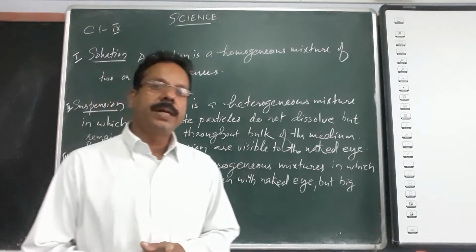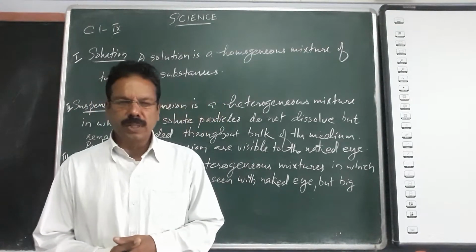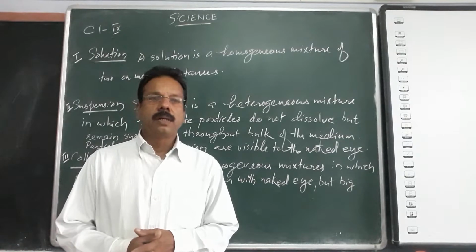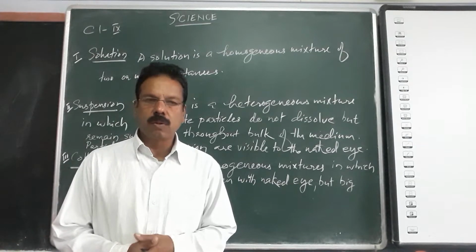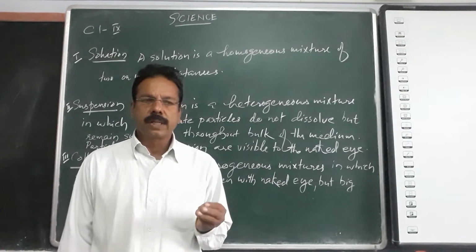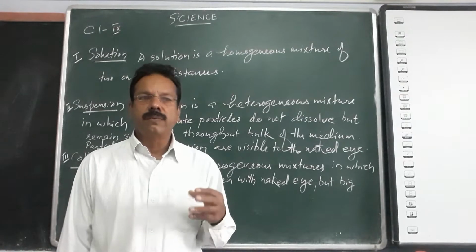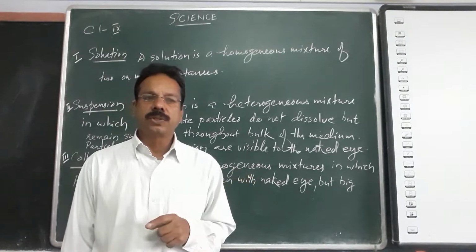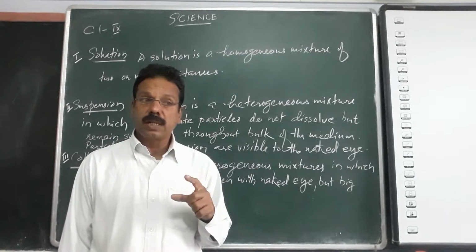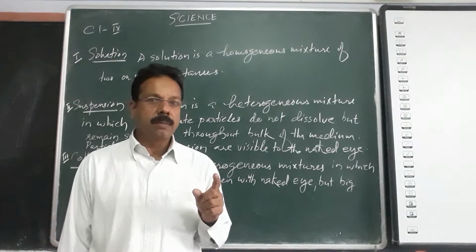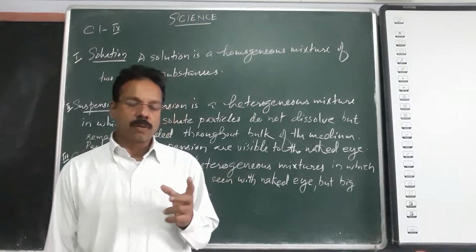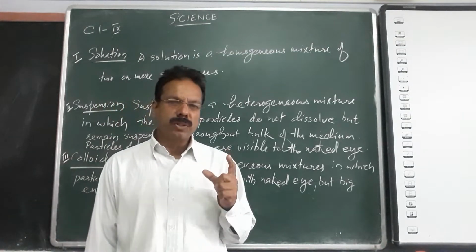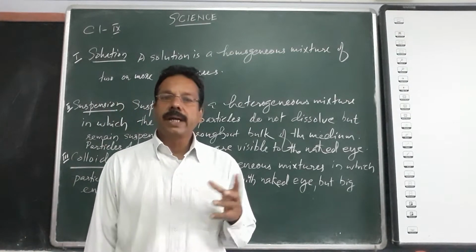Last class you studied about homogeneous mixture and heterogeneous mixture. Homogeneous means, for example, sugar solution. When we are adding sugar to water, you will get a sugar solution. You cannot see sugar and water separately in the mixture. Such mixtures are called homogeneous mixtures.